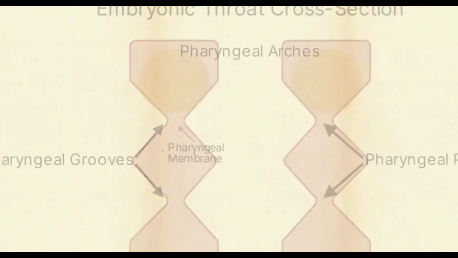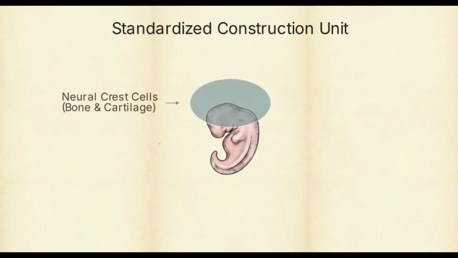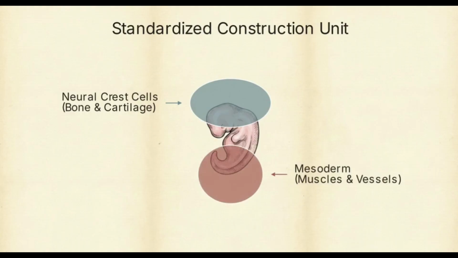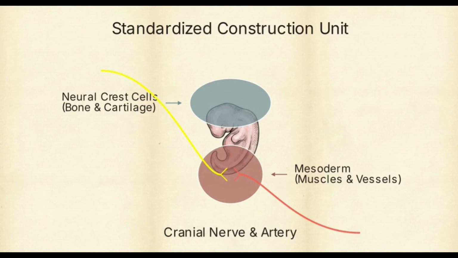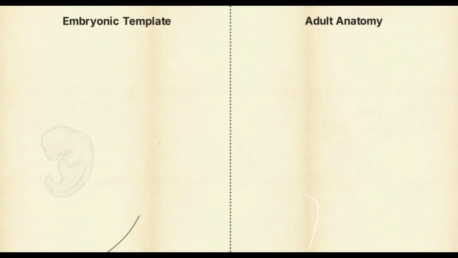Isolating a single arch reveals a standardized construction unit. Neural crest cells arrive to form bone and cartilage. Mesoderm provides material for muscles and blood vessels. Immediately, each arch is assigned its own cranial nerve and artery, permanently embedding into the muscle tissue. If you know which arch a muscle originates from, you automatically know its innervating cranial nerve, no matter how far it migrates. This split-screen diagram maps the template to the skull.